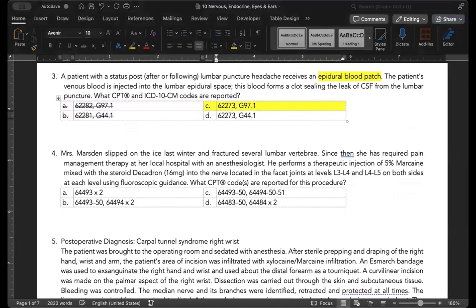Number four, Mrs. Marston slipped on ice last winter and fractured several lumbar vertebrae. Since then, she has required pain management therapy at her local hospital with an anesthesiologist. He performs a therapeutic injection of 5% Marcaine with a steroid, Decadron, which is 16 milligrams, into the nerve located at the facet joint at levels L3, L4, and then L4, L5, on both sides at each level using fluoroscopic guidance.